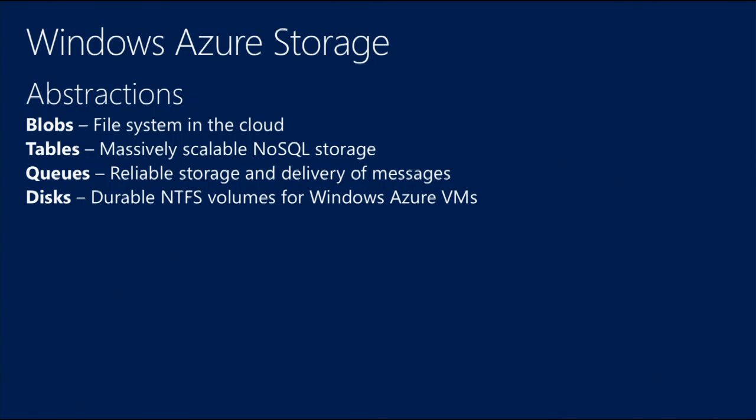So here are the key abstractions: blobs, tables, queues, and disks. Blobs are the file system in the cloud. There's two types. There's a block blob, which is for general purpose files, streaming workloads, things like that. Page blob is for random I/O, so backing drives, which is what disks use to provide a durable NTFS volume. So if you spin up an IaaS VM or provision a disk in a VM, that's what you're using. Tables is the massively scalable NoSQL data store, so schemaless, terabytes and terabytes of data. And then queues provides reliable and guaranteed message delivery. So we'll get into some more details of each of these later on.